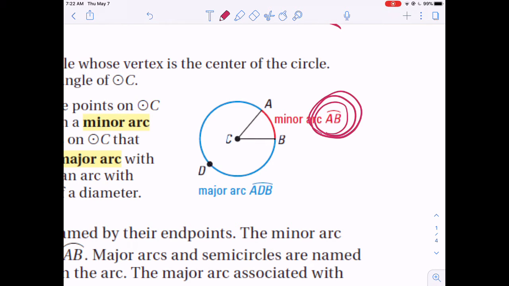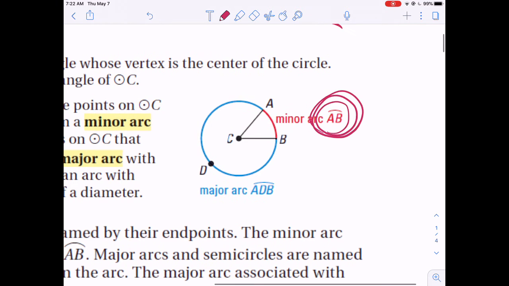But if I want to do a major angle, one that's more than 180, I have to use three letters. So in this picture here, if I want to go from B to A to D, BAD, the BAD arc angle, that's obviously more than 180 degrees if you're looking at it, so you need three letters. So B, A, D, and with the little frowny face above it. Less than 180, two letters. More than 180 degrees, three letters.